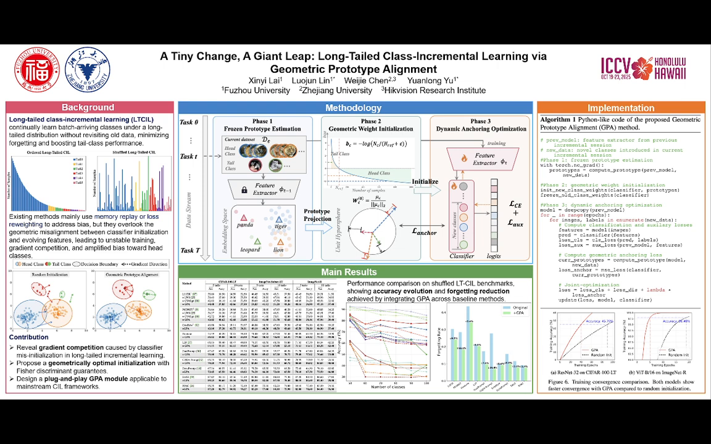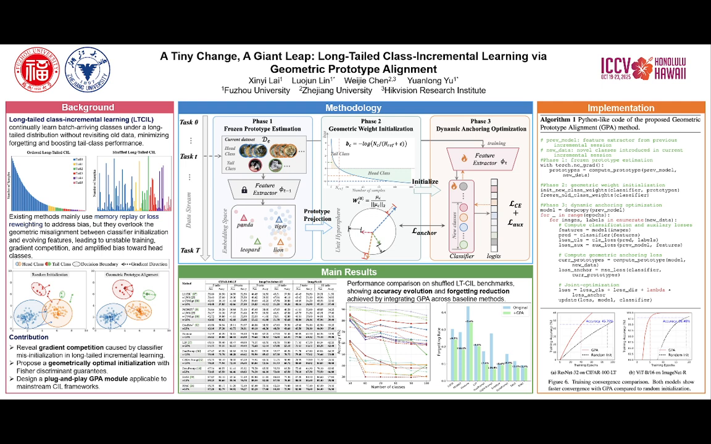Third, dynamic anchoring optimization. During incremental training, the feature distributions naturally drift. To maintain geometric consistency, we introduce a dynamic anchoring loss that gently pulls the classifier weights towards the evolving prototypes. This ensures the model remains stable for old classes while being plastic enough for new ones. In essence, we synchronize the classifier with the underlying geometry of the feature space throughout the entire learning process.